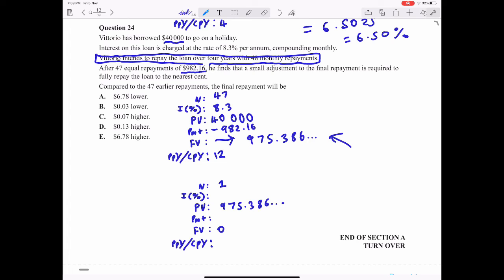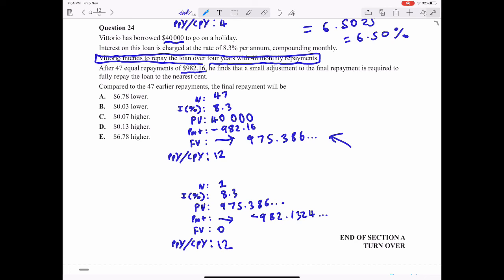So we have to find out what the payments are. We know that it's still compounding monthly, and the interest rate is still 8.3% per annum, and our future value is 0, so we just have to find the payment right now. So if you do that in your calculator, you get negative 982.1324.